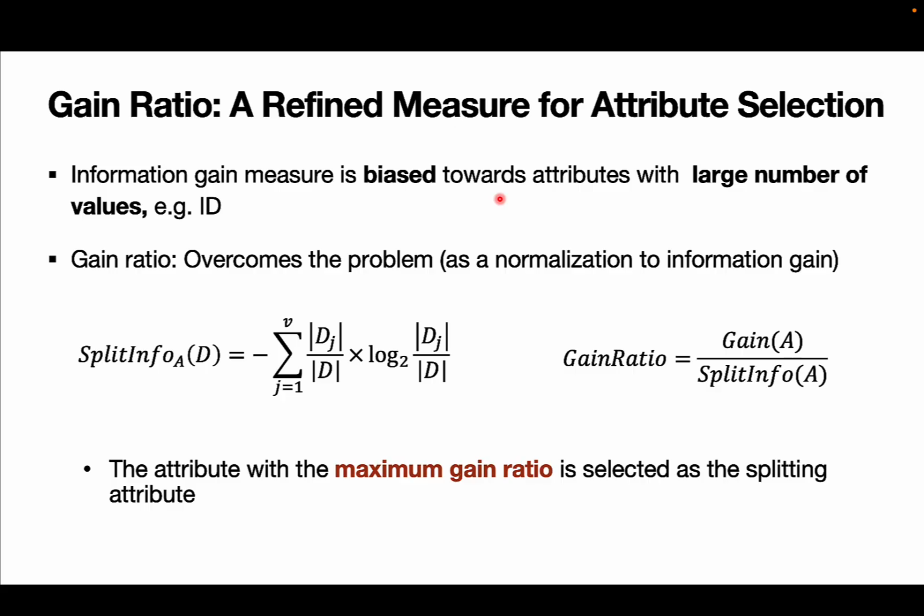To overcome this issue, there is a refinement in information gain where we are going to compute something called the split info and divide the information gain by this split info. So the gain ratio is going to adjust information gain by considering the intrinsic value of the split. It's going to account for how evenly the data is divided among the attribute values.